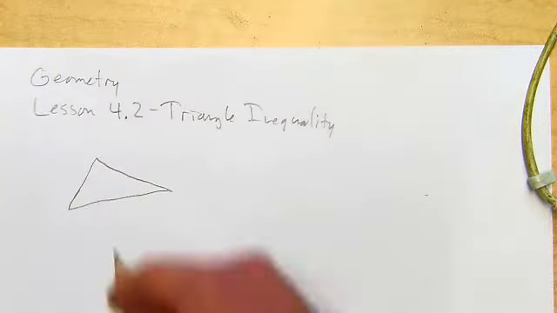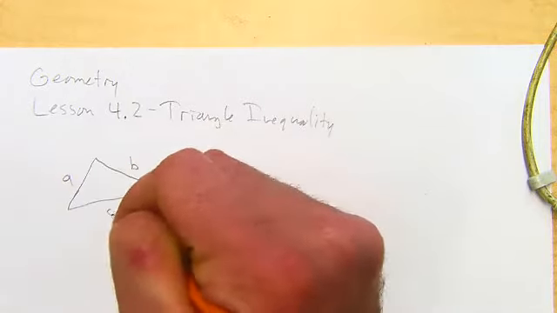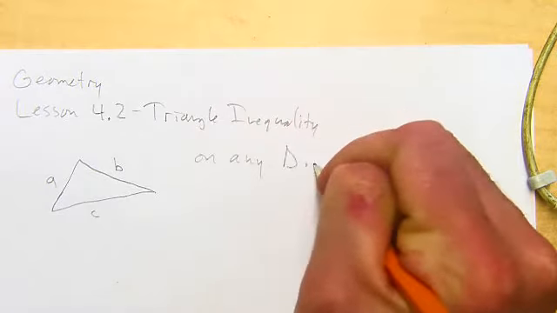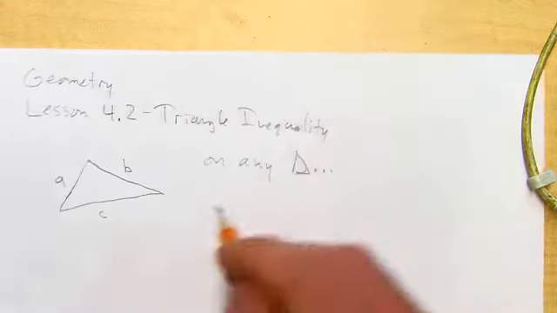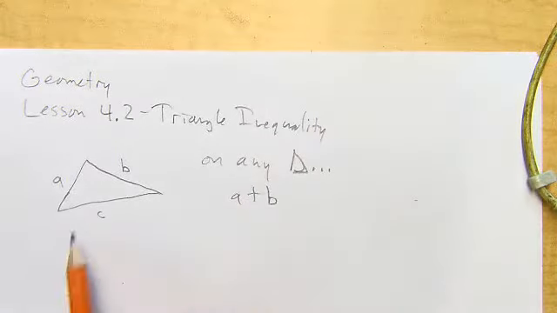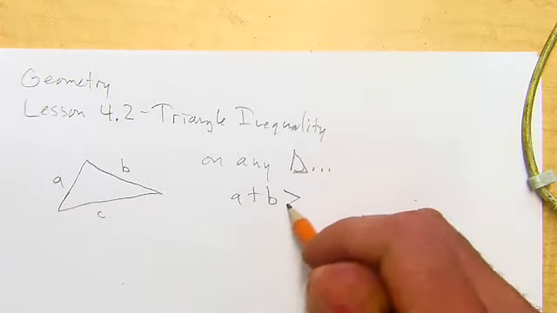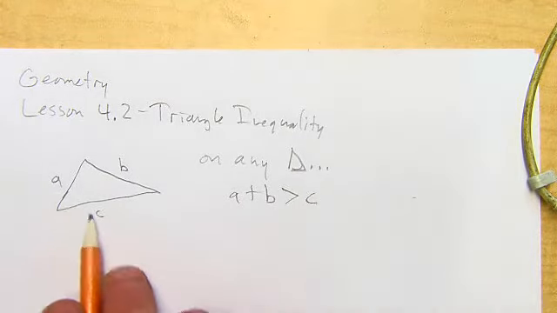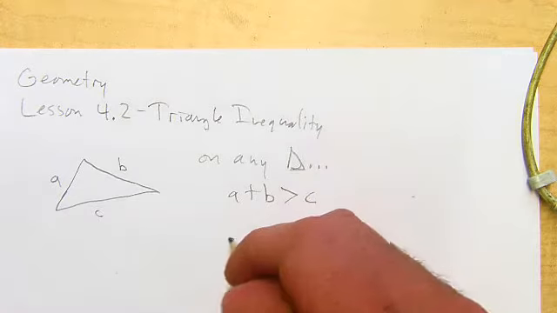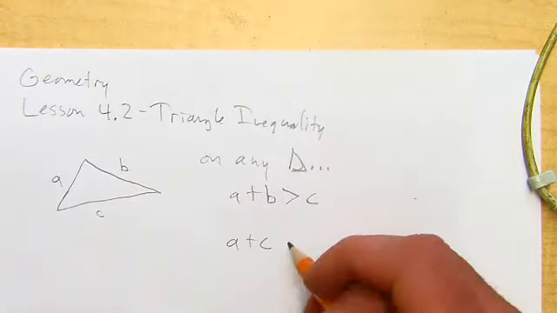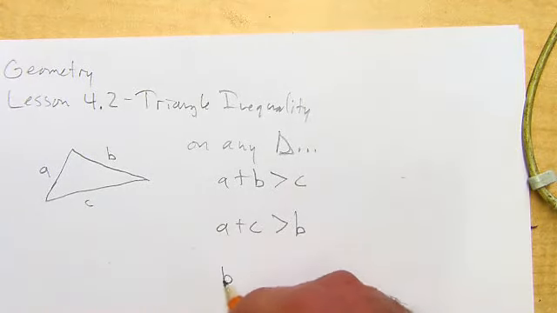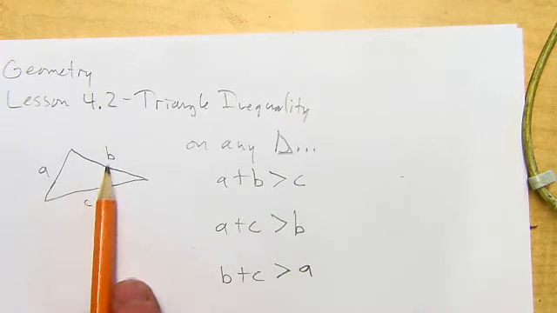Say we've got any triangle with sides A, B, and C, lowercase letters. On any triangle, this is going to be true. If I add two sides together, A plus B, it's going to be greater than that third side C, okay? If I add together these two sides, maybe A and C, that has to be bigger than the third side B. And if I add together B and C, that has to be bigger than A. So I'm just saying if I add two sides, it's bigger than the third one.